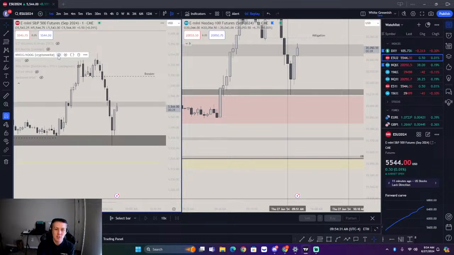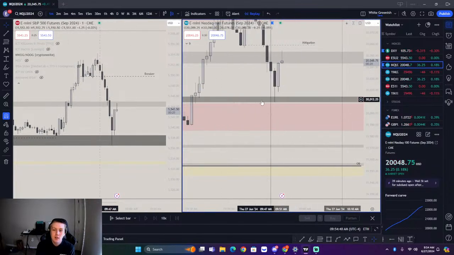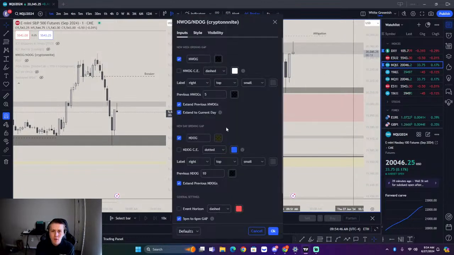Oh my gosh! Look at that delivery. Look at that delivery to the tick. To the tick. This is a new week opening gap. This is a previous new week opening gap, I believe.